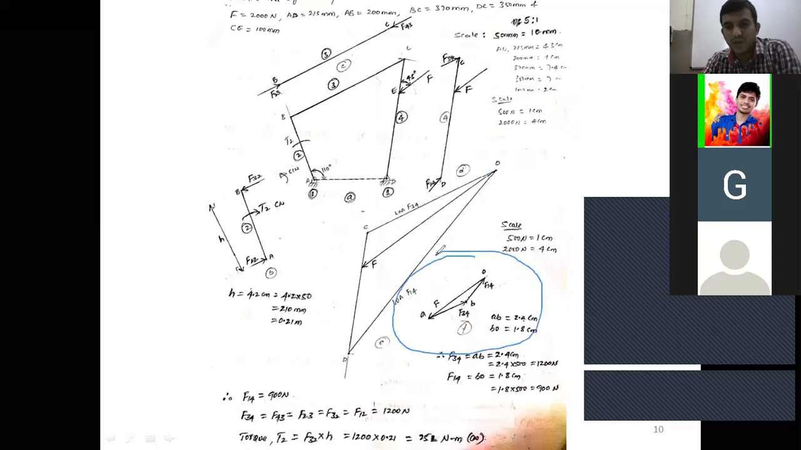How do you draw the force polygon? Take a convenient scale: 500 newton is equal to 1 centimeter for the force polygon. What is the external force applied here? The magnitude is 2000 newton, which is equal to 4 centimeter. Take any point on the sheet. From the point, draw a line parallel to the line of action of the external applied force. Along that line, measure the length. We measured 4 centimeter. Then you'll get point A.